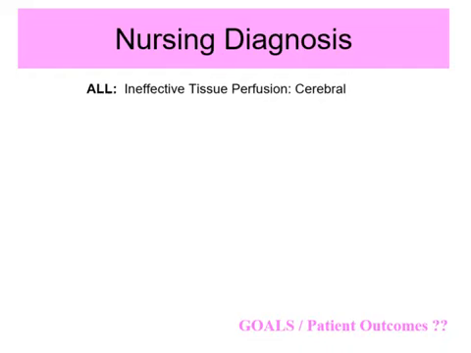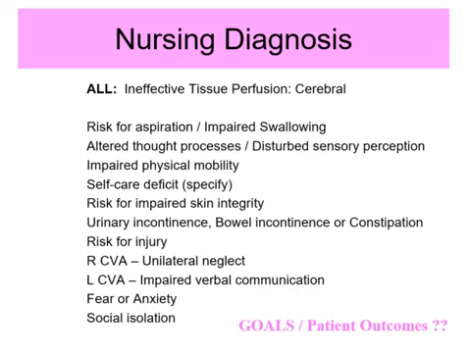So nursing diagnosis. Ineffective tissue perfusion, cerebral. So other ones, risk for aspiration, impaired swallowing, altered thought process, impaired physical mobility, self-care deficit for sure, risk for impaired skin integrity, urinary incontinence because of the issues with bowel and bladder, risk for injury for sure, and then our fear, anxiety, social isolation.